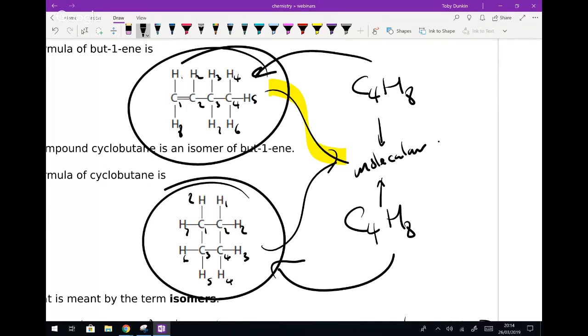Here are your displayed formulae, which are completely different. One of them at the top has a double bond, and the one at the bottom doesn't. That's cyclobutane, and then, of course, butene. But they are definitely isomers. Same molecular, different structural. It's nice, that.